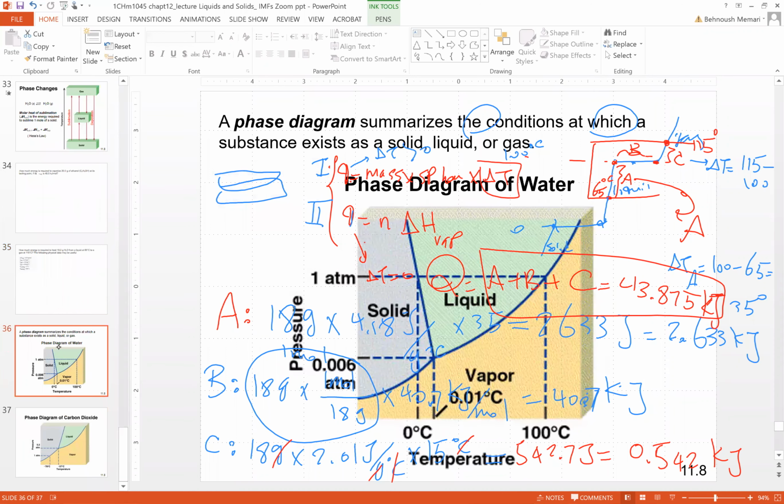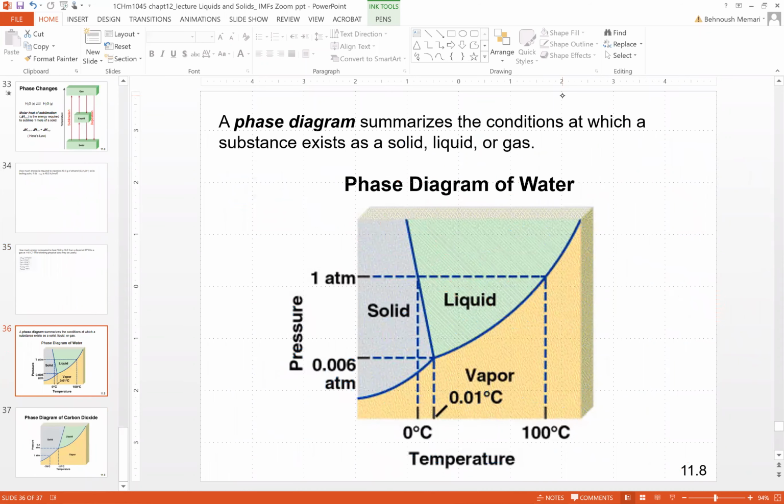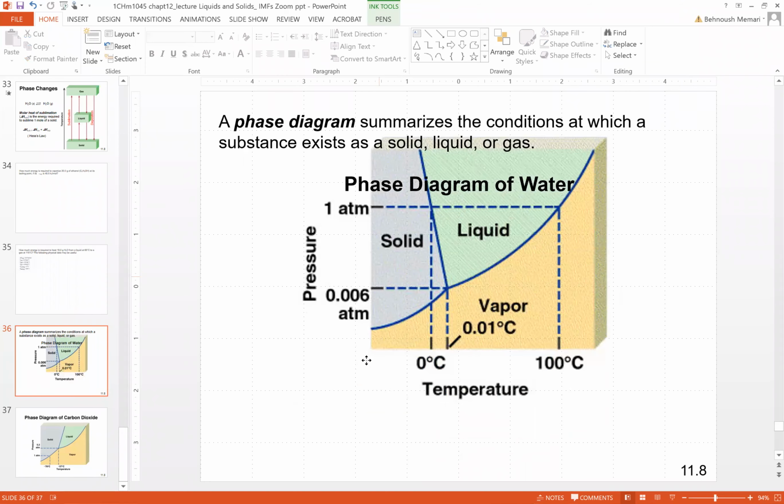Okay, next, dealing with the phase diagram. What is a phase diagram? Phase diagram is lines or the graph that is going to summarize the condition at which substance exists as solid, liquid, or gas, and these conditions are temperature and basically pressure. Because if you increase the temperature, solid would go to liquid and liquid would go to gas. And at different pressure, that change in temperature is going to be different. So you have to consider both factors, pressure and the temperature.